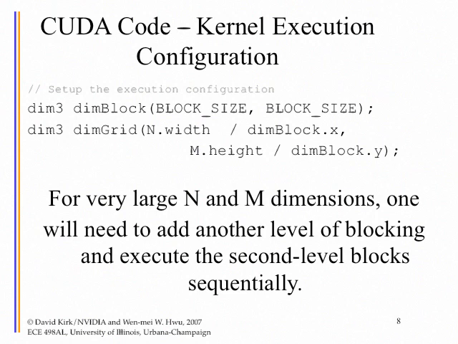As we mentioned before, for very large n and m dimensions, you will need to add another level of blocking or another level of tiling to execute a second level of blocks sequentially. So you will need to add essentially another level of loop at the outermost level to iterate over the maximal grid size that's allowed. If you really want your program to be totally general, then you need to add that level. But we probably were not going to require that.